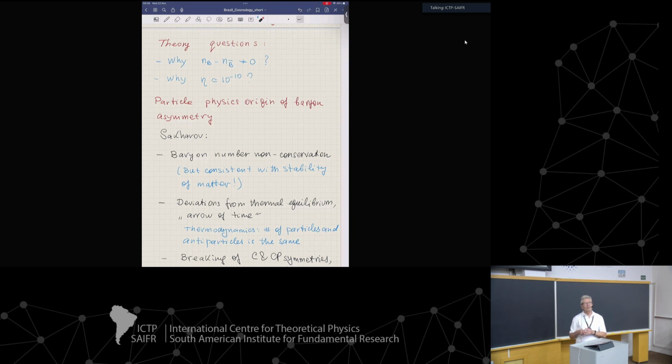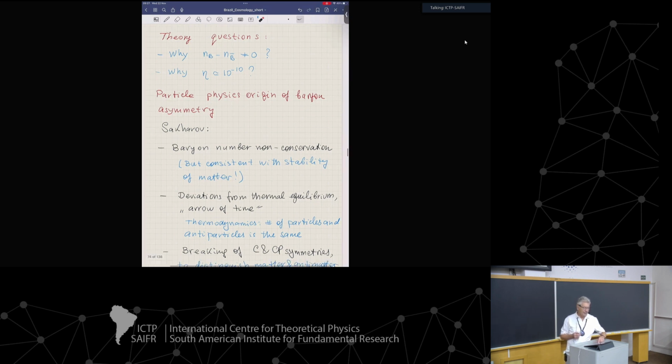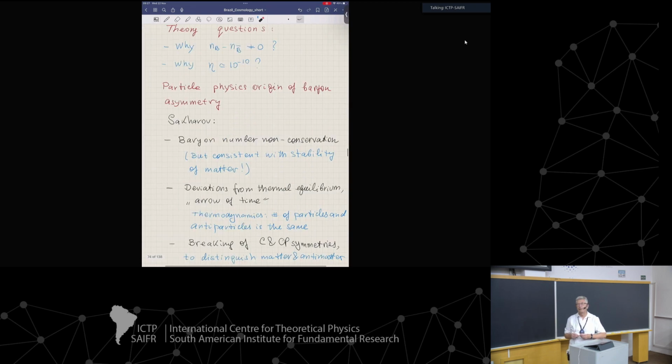Even if you have this patch-type universe with matter in some places and antimatter in others, very macroscopic, in both cases we would like to understand why it happened. We already discussed the possibility that maybe that was an initial condition, so I would find this unlikely. So we, as particle physicists, would like to see if we can understand this abundance of matter over antimatter in the early universe. We have this tool, Big Bang cosmology.